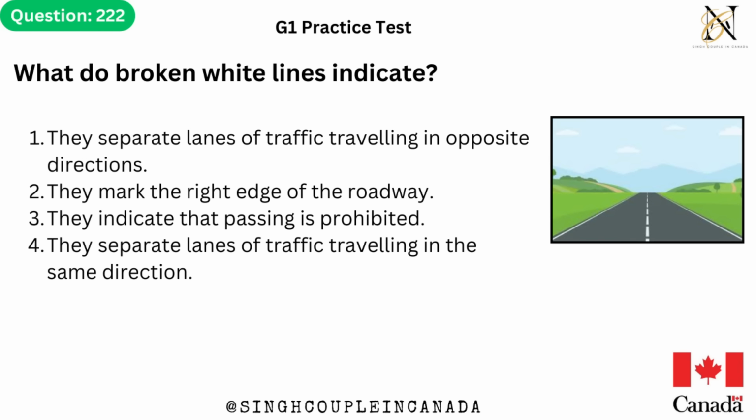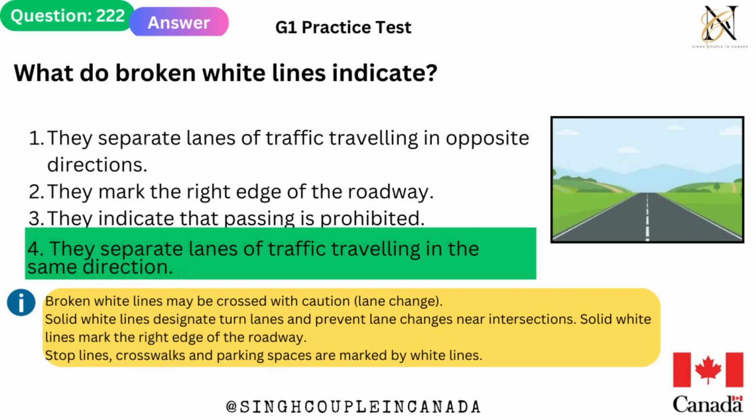What do broken white lines indicate? 1. They separate lanes of traffic traveling in opposite directions. 2. They mark the right edge of the roadway. 3. They indicate that passing is prohibited. 4. They separate lanes of traffic traveling in the same direction. The answer is 4. They separate lanes of traffic traveling in the same direction.